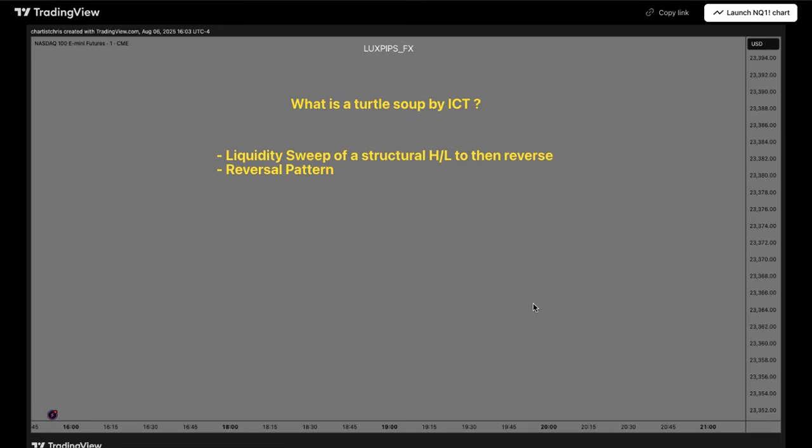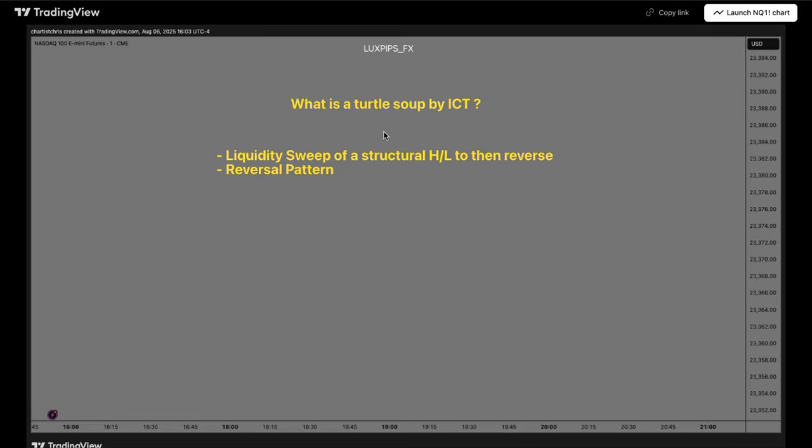So today we're going to go over Turtle Soup by ICT, as I do believe that the Turtle Soup will help beginners and advanced traders to better understand the market. One piece of advice is, whenever you expect an expansion to come in, a turtle soup is most likely needed. I shouldn't say always, but most likely.